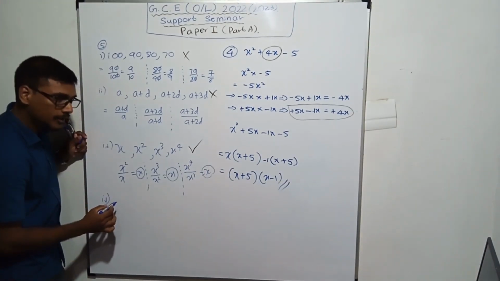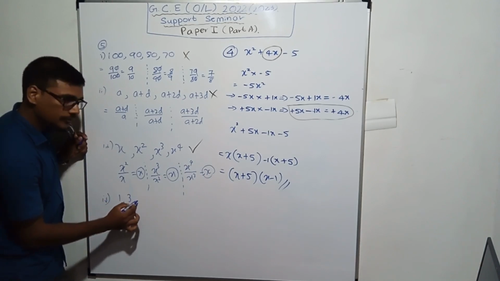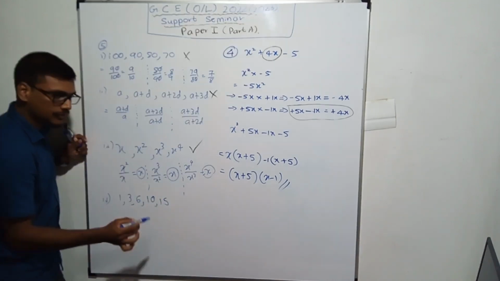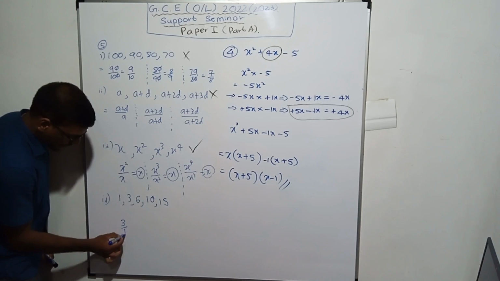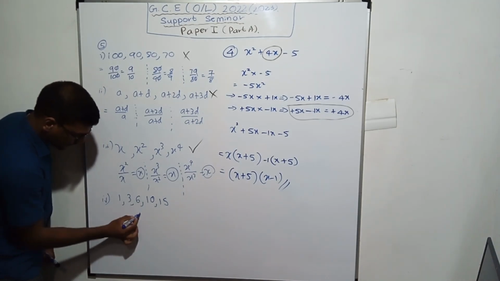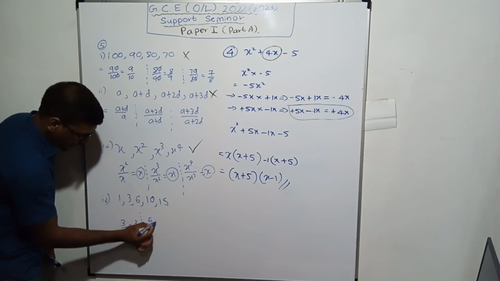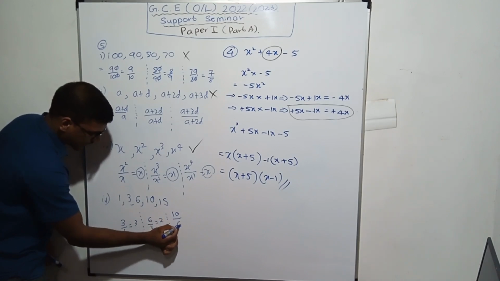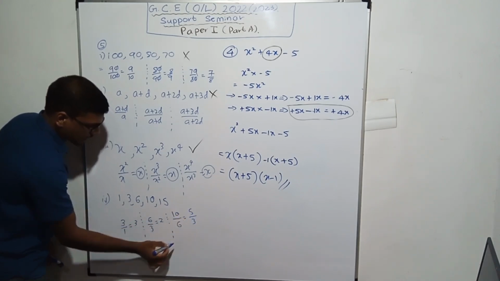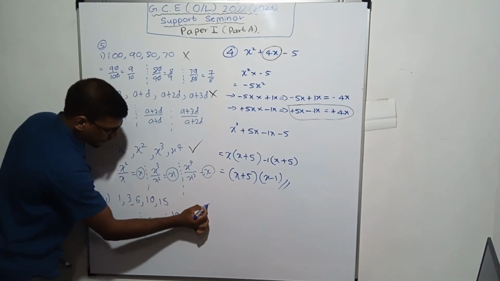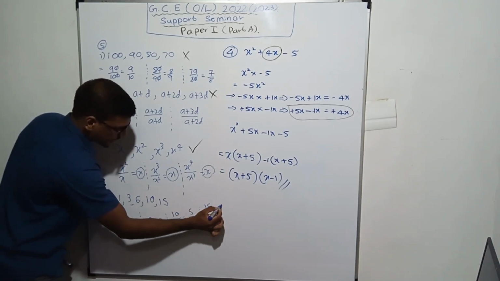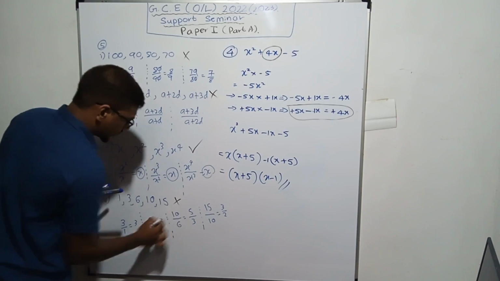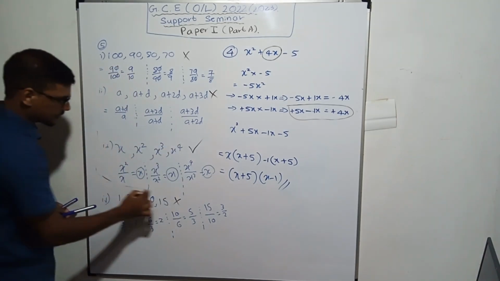Roman number 4. There are 1, 3, 6, 10 and 15. We'll divide and see. 3 divided by 1, the answer is 3. 6 divided by 3, the answer is 2. Then 10 divided by 6, the answer is 5 over 3. 15 divided by 10, the answer is 3 over 2. It's also not in geometric progression. Okay.